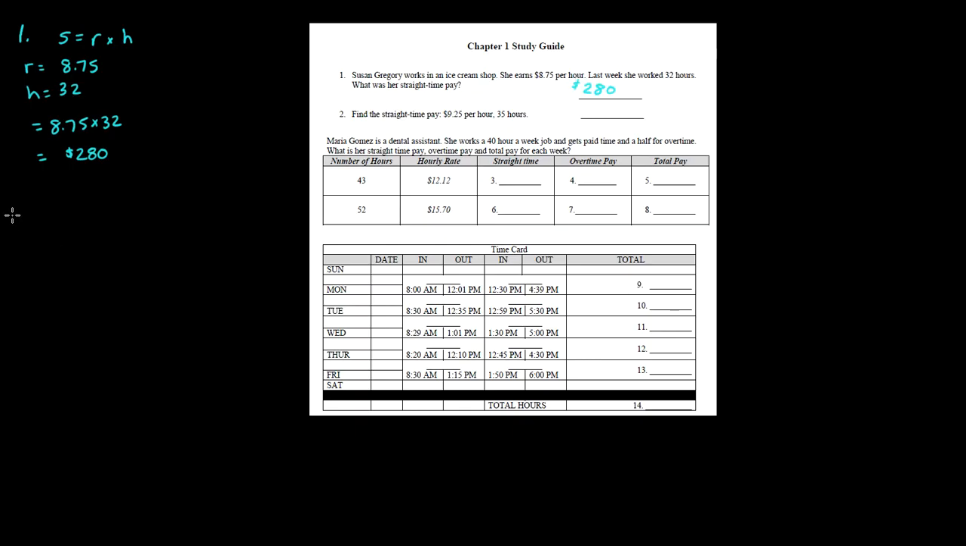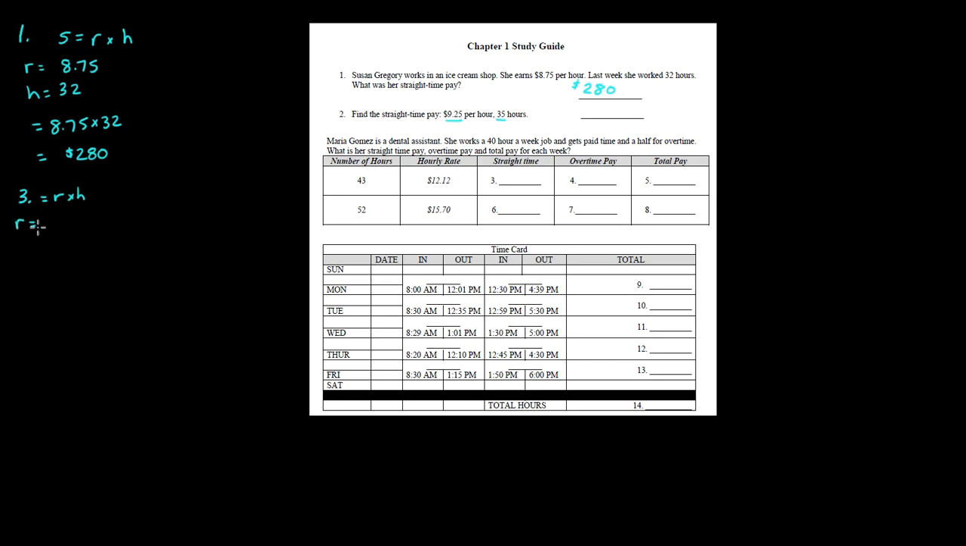Number 2 is the exact same thing. So it's our rate, which in that case is there, times our hours, which in this case is 35. Let's take a look at number 3. Number 3, our straight time pay. So same formula, R times H equals our straight time pay.